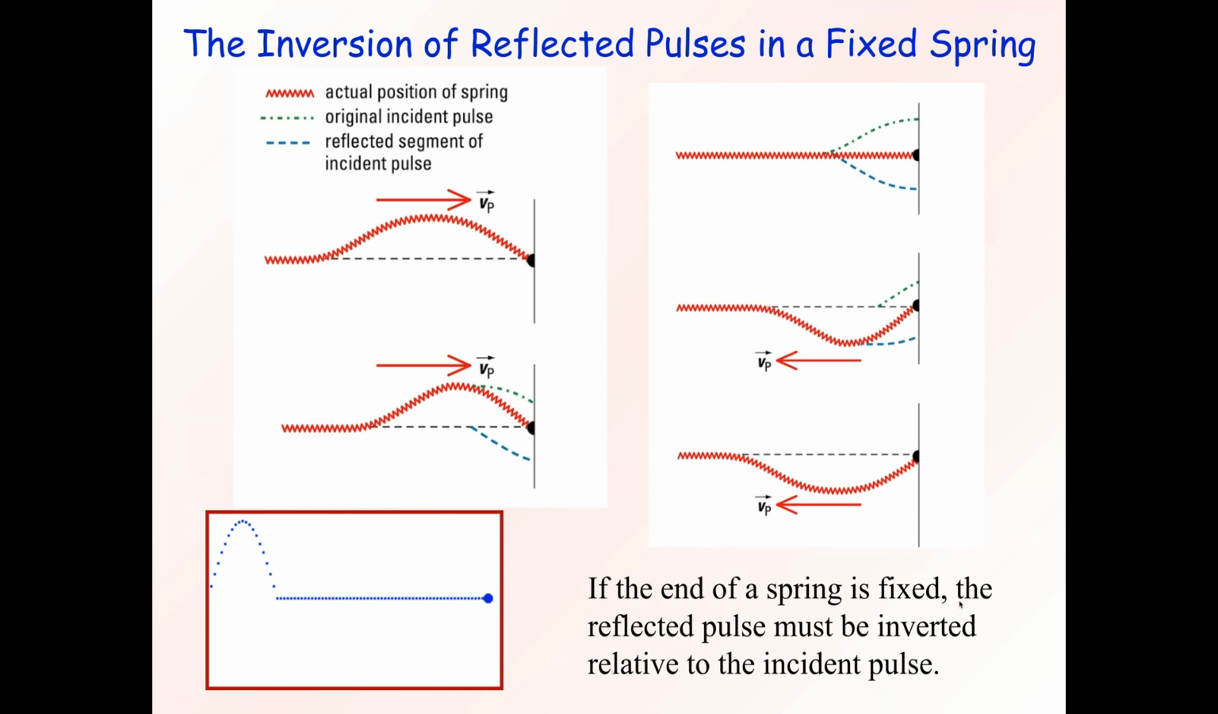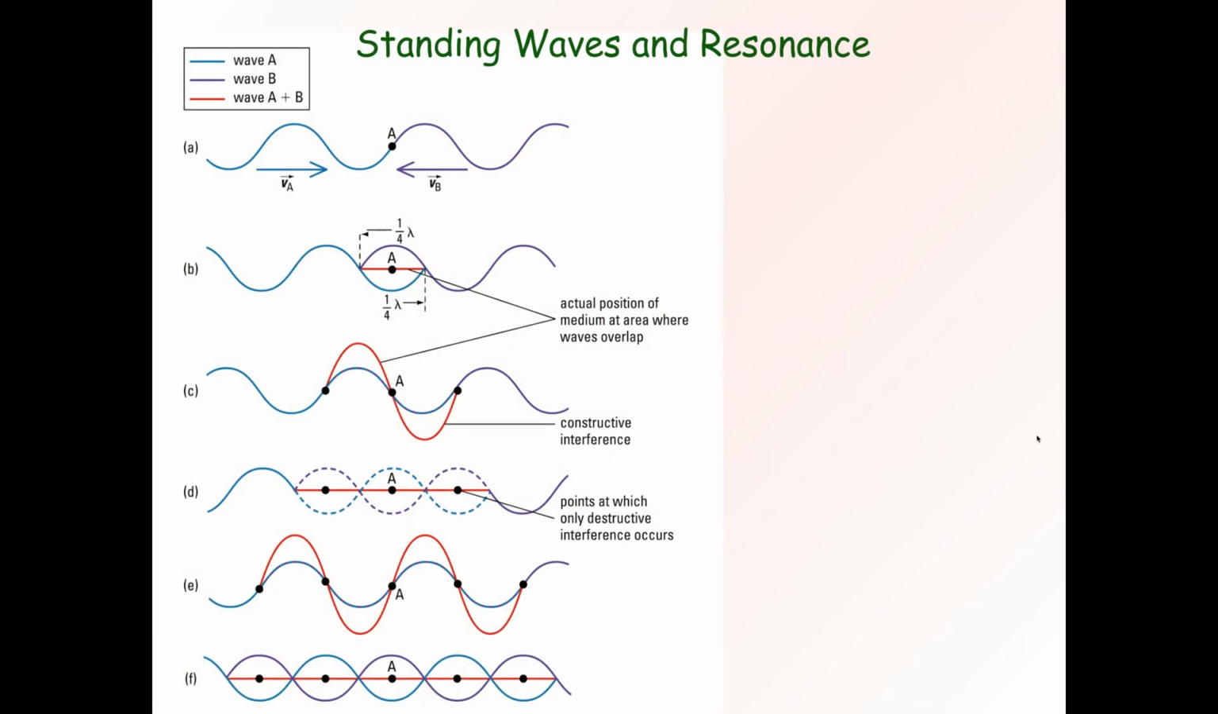If the end of the spring is fixed, the reflected pulse must be inverted relative to the incident pulse. After it hits, we get nothing because of the destructive interference, and then the reflected wave is going to be inverted compared to the incident wave. And then as it hits the next one, we get some destructive interference.